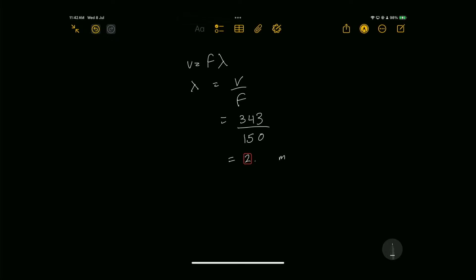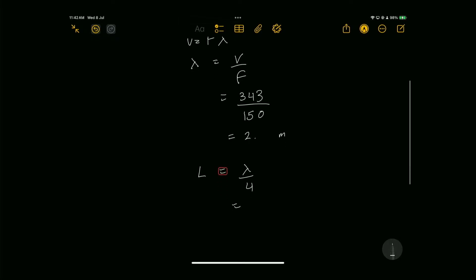Now, part 3 asks us to calculate the length of the pipe. We know the length of the pipe in this case is equal to lambda over 4, which is 2 point something over 4. So just do the calculation there. I'll write it down properly.